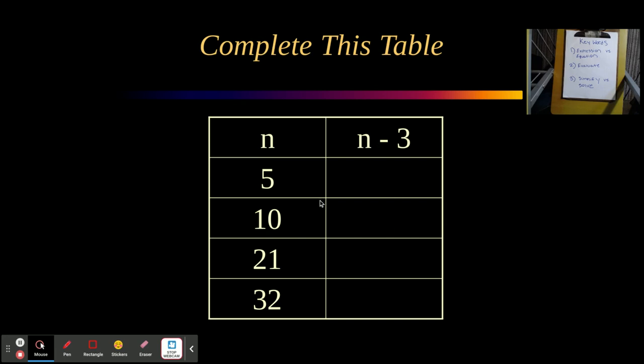So for the first one, you're going to substitute 5 in for n and get an answer of 2. So 5 minus 3 equals 2. When you substitute 5 in for n there, and so on. You're substituting the number on the left side into n to get the answers on this side. So for this one, 10, if I substitute that in for n, 10 minus 3, that equals 7. 21, so on here.